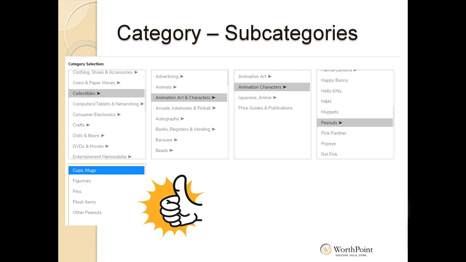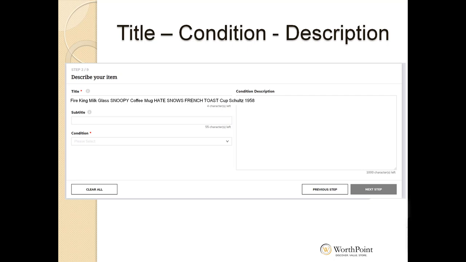I have my category. I'm ready to list. Next would be the title and the condition and the description. So let's start. I actually put together a title. I put in, well, they're Fire King, Milk Glass, Snoopy. Personally, this is just my personal preference. I like to have some caps and some lowercase.